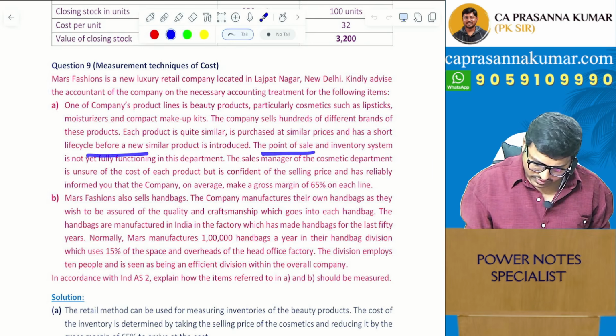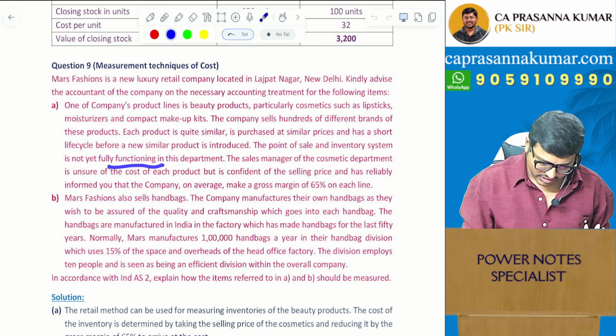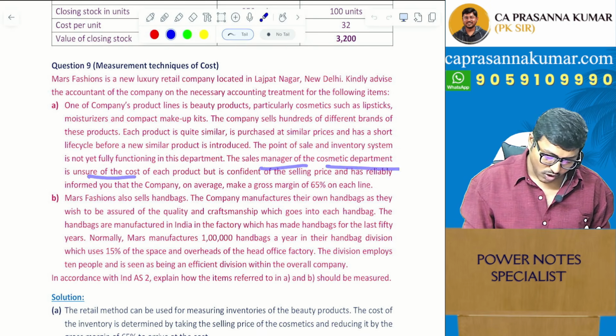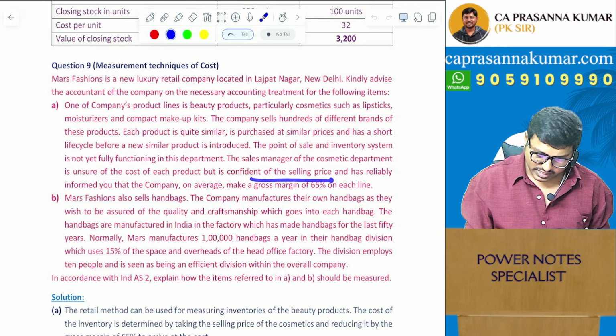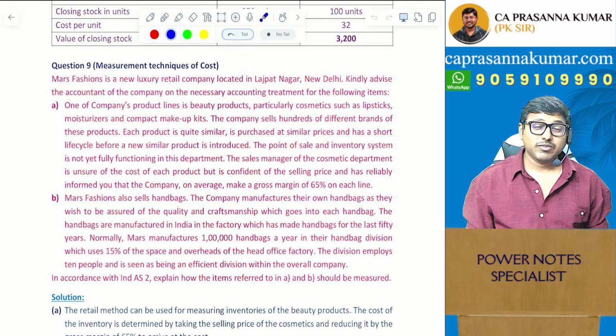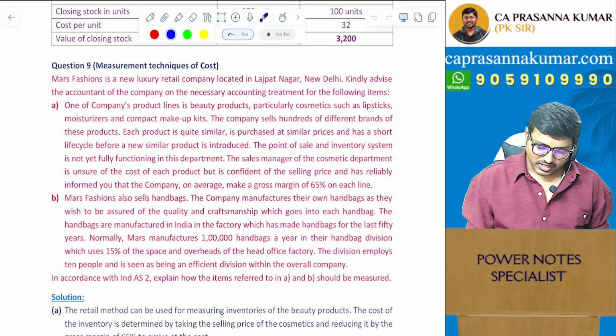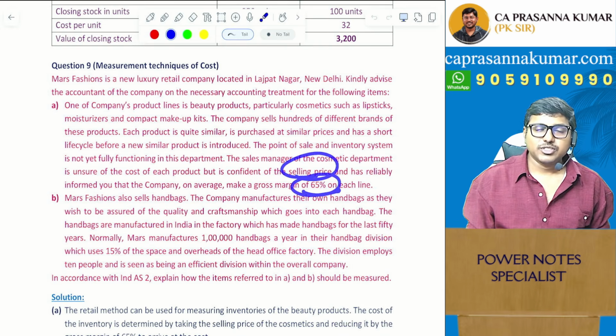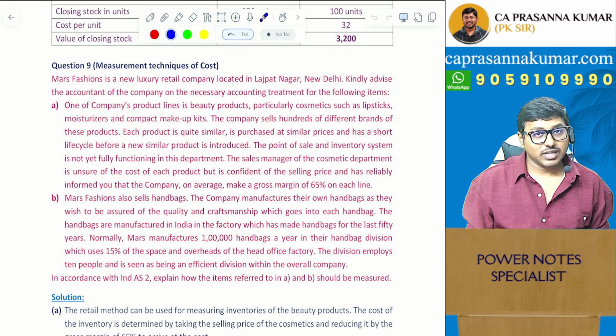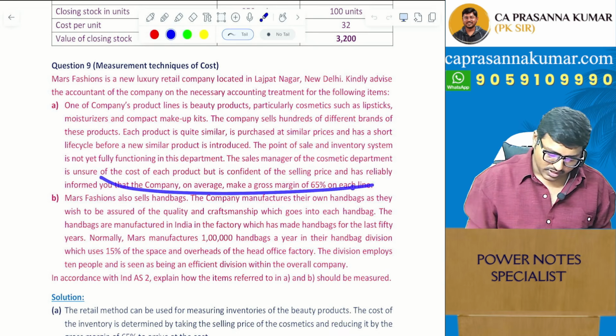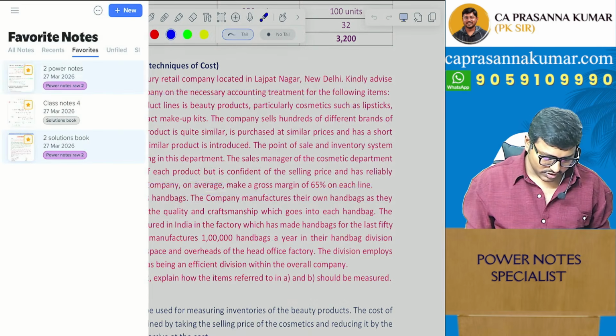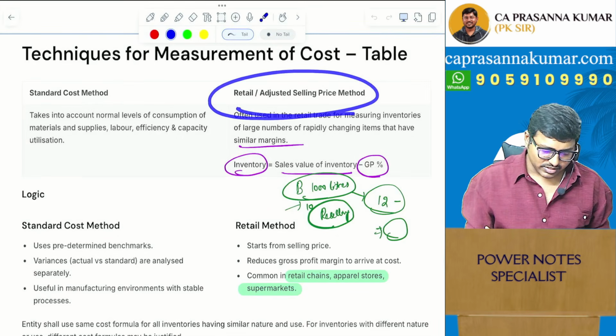The point of sale and inventory system is not yet fully functioning in this particular department. The sales manager of the cosmetic department is unsure of the cost of each product, but is confident of selling price and has reliably informed you that the gross margin is 65%. Which method will apply? Retail adjusted method. Take the selling price, reduce the gross margin, you'll be getting the cost of your product. That way you can measure the cost. Clear? So here you'll be applying which method? Which concept that we have learned? Retail adjusted selling price method. Clear?